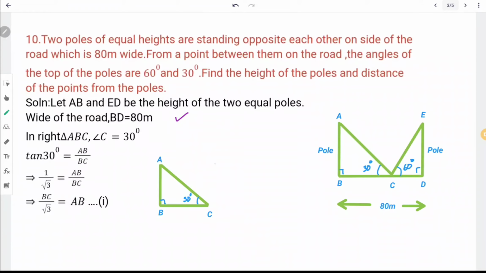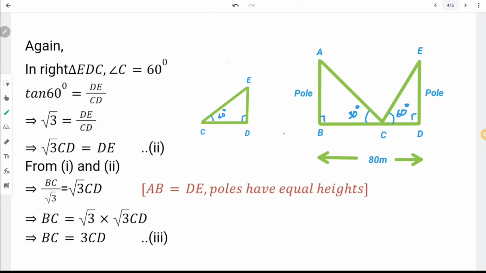First, in right triangle ABC, they've already given to us angle C is 30 degrees. Once again, tan of 30 degrees. For me, we'll try to find AB. Clear? So tan of 30 degrees was 1 by root 3. Then tan is again perpendicular by base, right? So AB by BC. This BC we will do cross multiplication, it will go up to the numerator, and for now leave it as equation 1. Let's go to the next one.